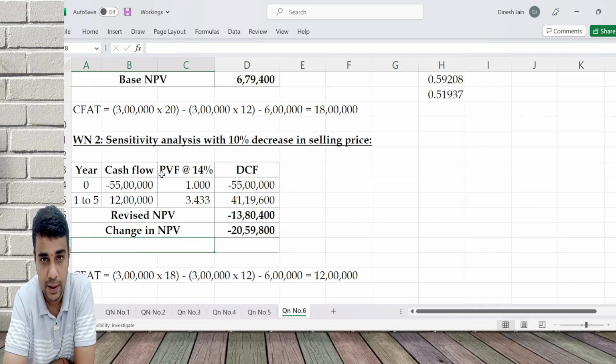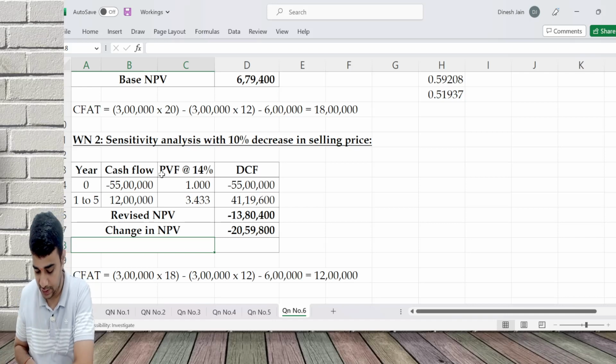Change in NPV is 20,60,000. The NPV has changed by 20,60,000. That's the change in NPV.